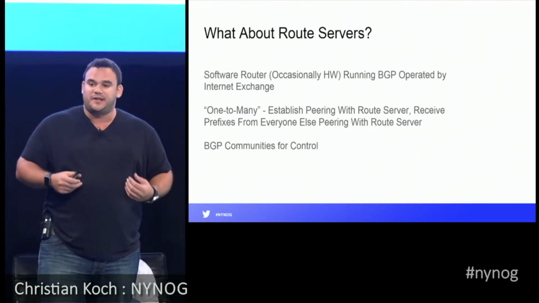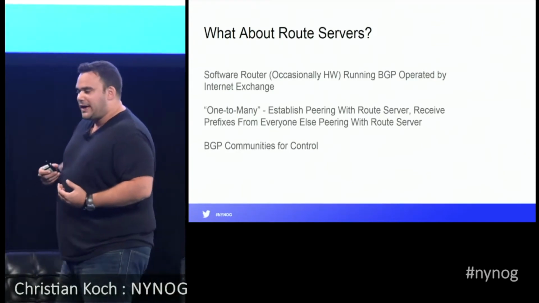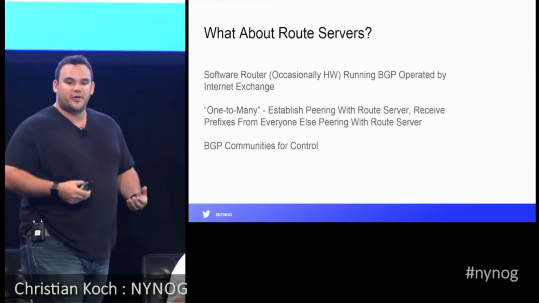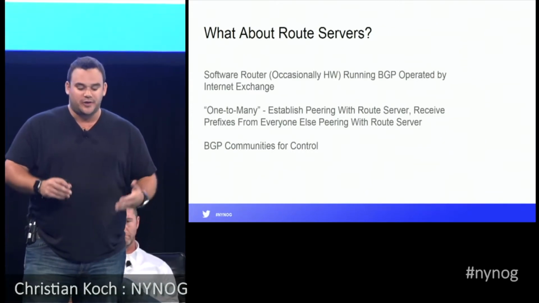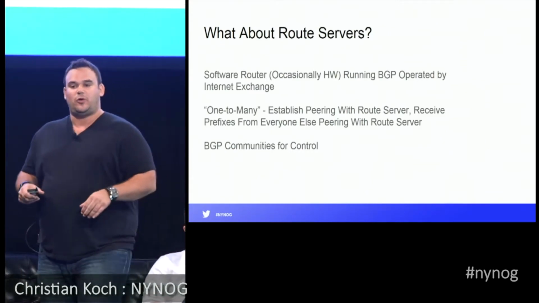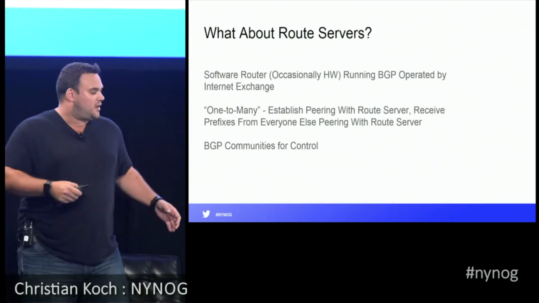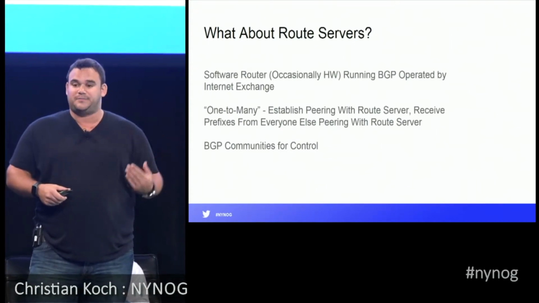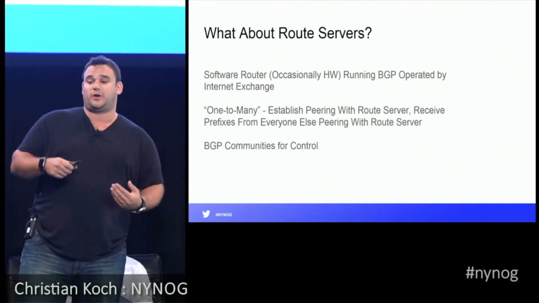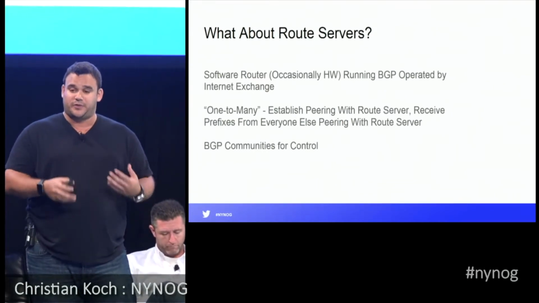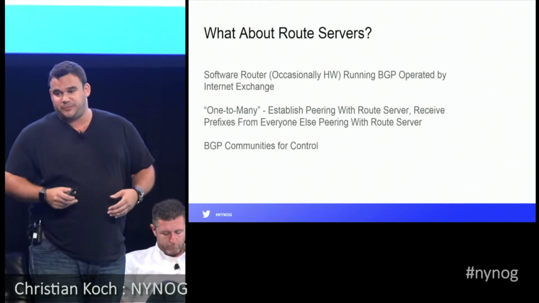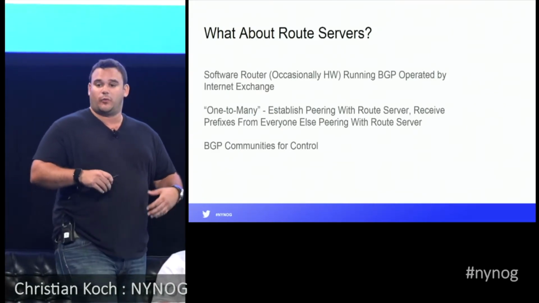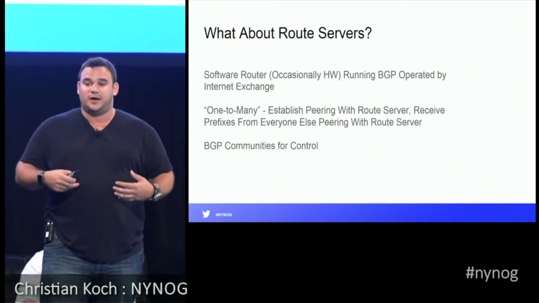So it really cuts down on the overhead. You no longer have to reach out to every single network or organization that you want to peer with. You just turn it on and you're good. It has BGP communities for control, which are basically tags that allow you to say what you want to do with that traffic. So if you want to accept routes from certain providers or you want to deny routes from certain providers when you're peering with that route server, you set those BGP communities and you can make that happen. And Ryan will touch on that a little bit more when he talks more about engineering for interconnection.